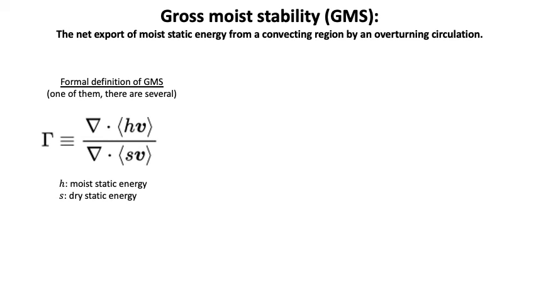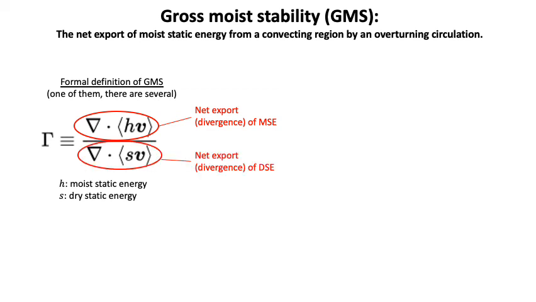Lastly, I haven't actually given you an equation for what gross moist stability is. This is a formal definition of GMS, the one I think is most relevant; there are several different definitions. Gamma is defined as the net export, or divergence, of moist static energy, del dot h V, column integrated, divided by the net export or divergence of dry static energy, which is just the sensible heat plus the potential energy. The numerator is what we've been talking about this whole time, and the sign is determined by that numerator.